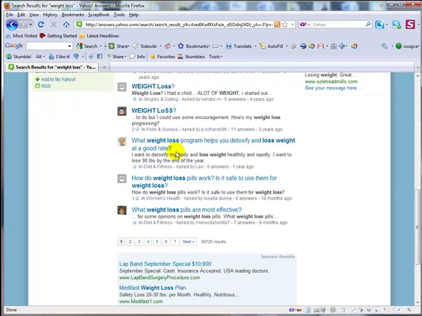And typically, if one person has taken the time to go and post this on a site, there's a very good chance that a lot of people have had the same question. How do weight loss pills work? What weight loss pills are most effective? So we see people have questions specifically about weight loss pills.